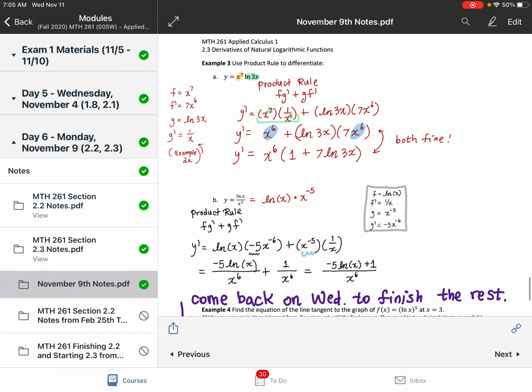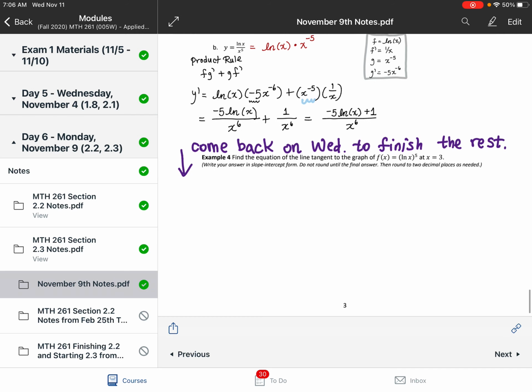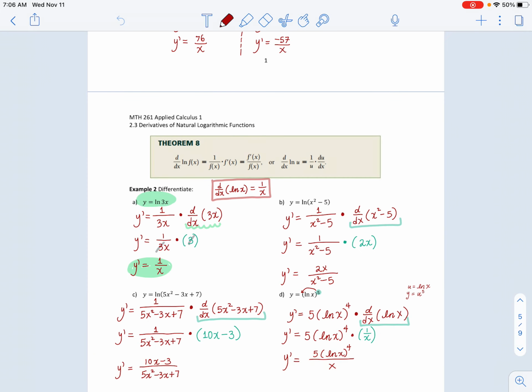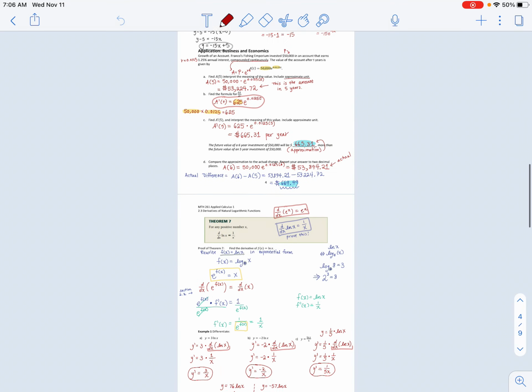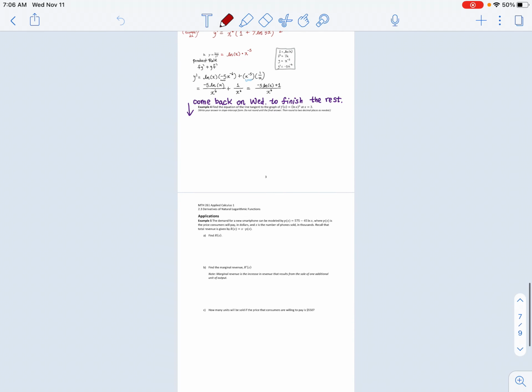And I see that when we reviewed some product rules on Monday, it says come back on Wednesday to finish the rest. So in this lesson video, the first one for the day, I will finish example 4. Okay, looks like we stopped on page 3 of section 2.3. So if you guys can open up your 2.3 notes, I have it open right here. This was posted on Canvas for you, so you already have these notes. But I'm going to go ahead and start back here.